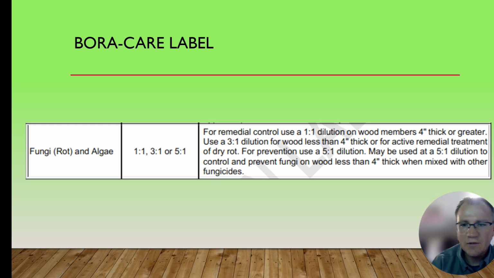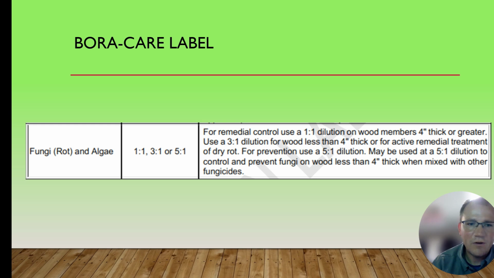May also be used at a 5:1 dilution to control and prevent fungi on wood less than 4 inches thick when mixed with other fungicides. So keep in mind there's some things you need to know. You need to know obviously if what you're trying to treat is active or not, because the ratios for active versus preventative are a lot different on a BoraCare label. I mention this because a lot of people struggle with the BoraCare label, and you really need to know these types of things to solve a problem. If you use a 5:1 ratio, you're definitely not going to kill something that's active, as you can see here.